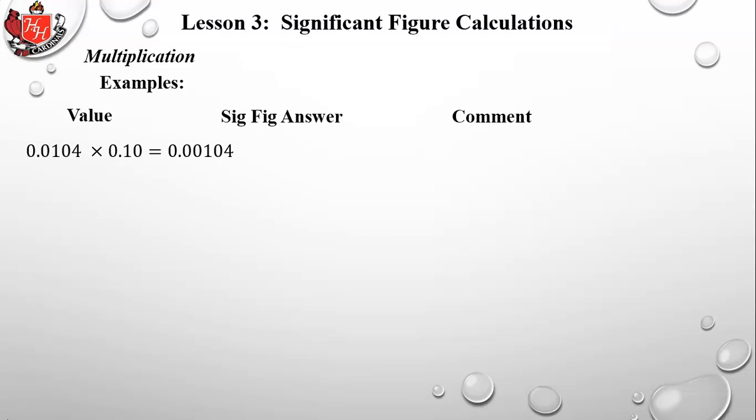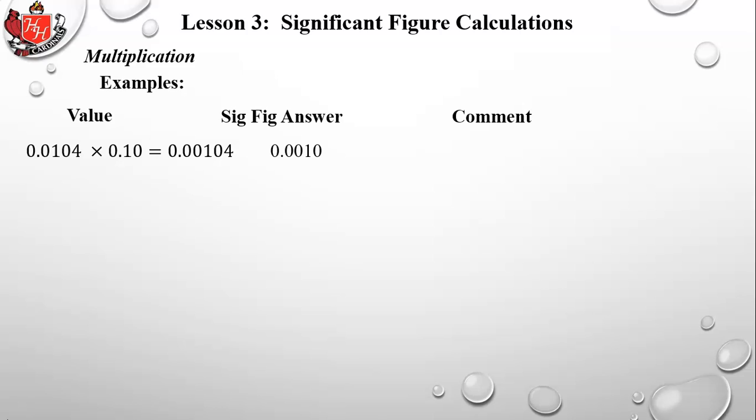Okay, do a few more. What's this going to be? How many significant figures can it have? The answer to that is 2. So what's the answer going to be? The answer is going to be this, 0.0010. That 4 is just a rounding digit.